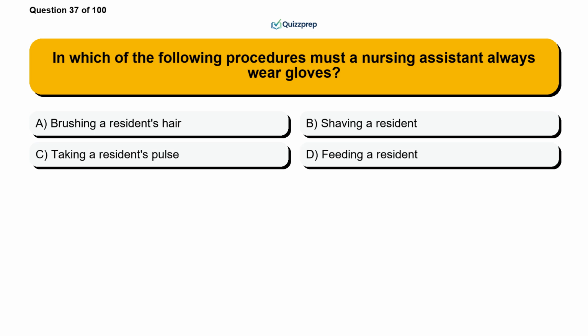Question 37. In which of the following procedures must a nursing assistant always wear gloves? Option A, brushing a resident's hair. Option B, shaving a resident. Option C, taking a resident's pulse. Option D, feeding a resident.